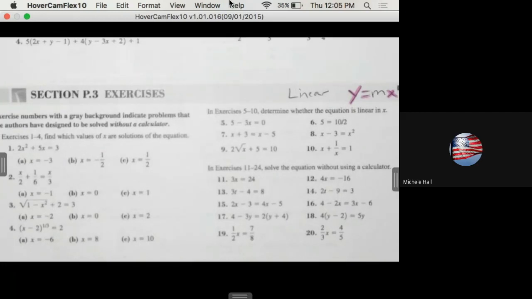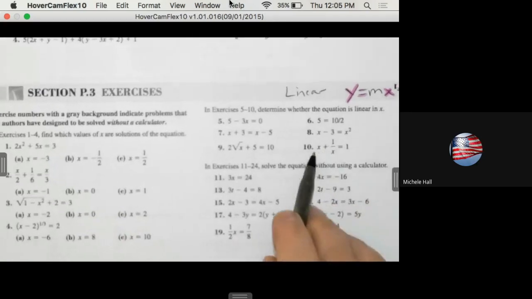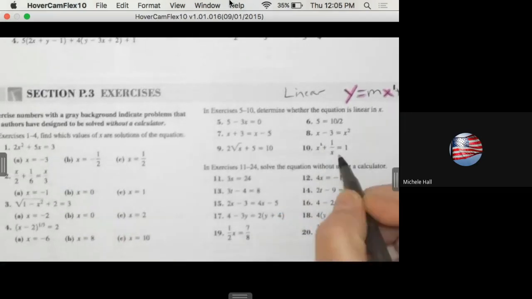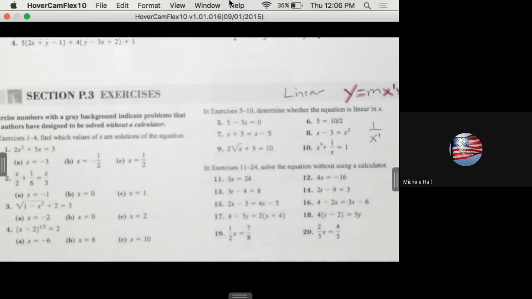You think 10 is a linear function? Is there something in the problem that throws you off? Ainsley, is there something in the problem that you're kind of questioning yourself? This one right here, right? So is this a degree 1 problem? The question is, what's the exponent on this one? 1 over x. It has an x to the 1, but it's in the denominator.